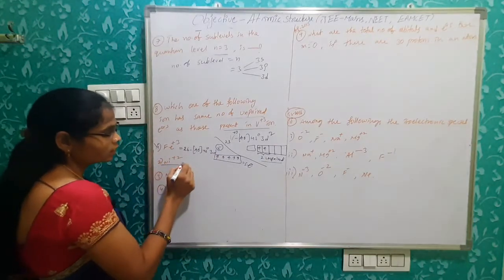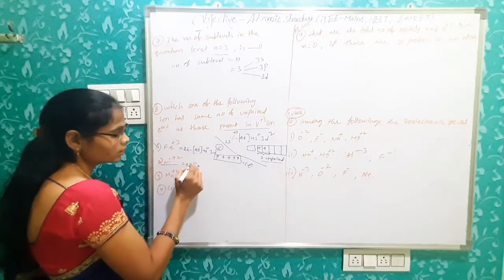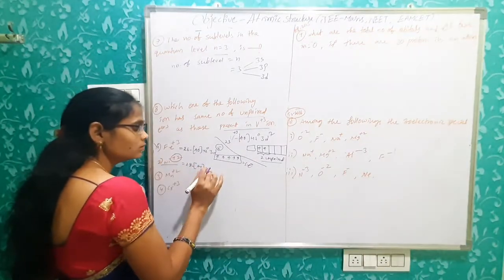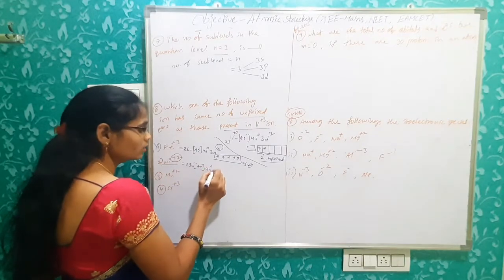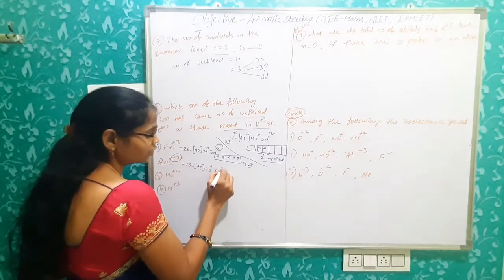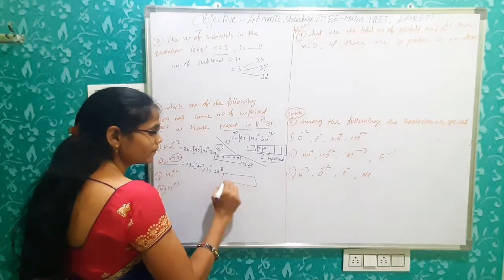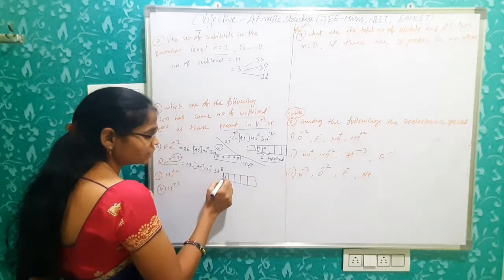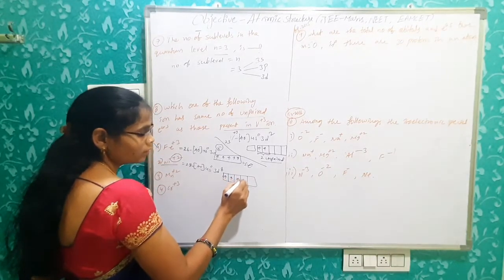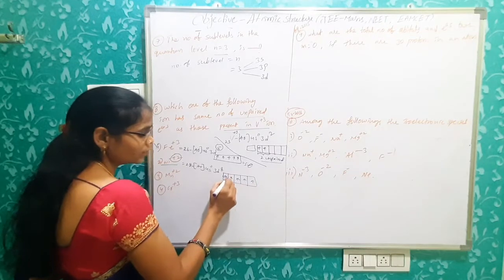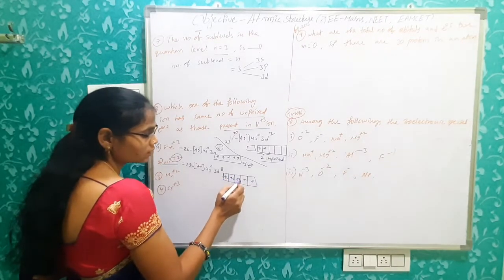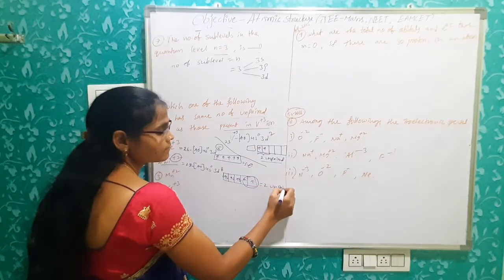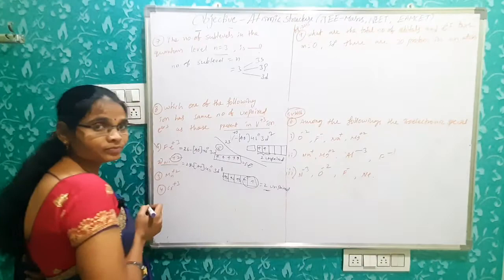Next, nickel. Nickel is 28. Write the configuration: argon 4s2 3d8, and nickel plus 2 means loss of its s electrons, so 4s0 3d8. So 3d8 means the d orbital has 5 degenerate orbitals, each orbital is filled with 1 electron, then only pairing will take place: 6th electron, 7th electron, 8th electron. How many unpaired electrons? 2 unpaired electrons. Simply we got the answer.